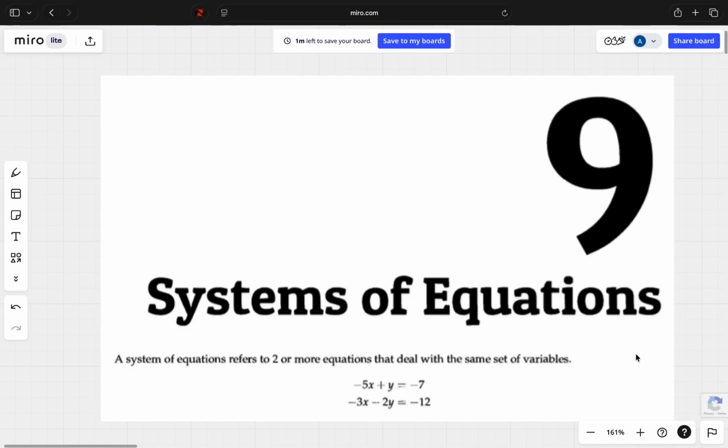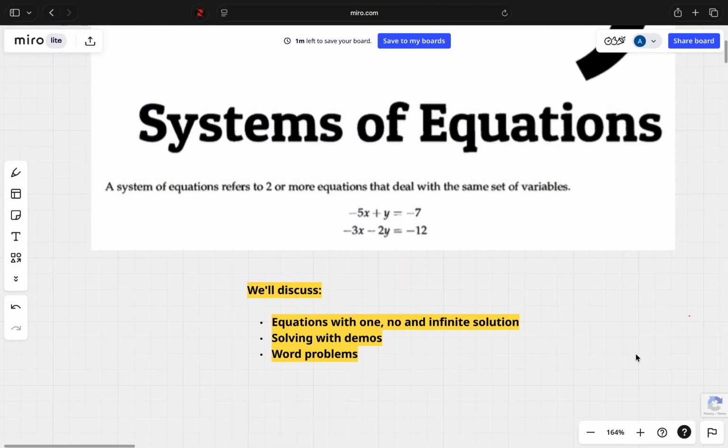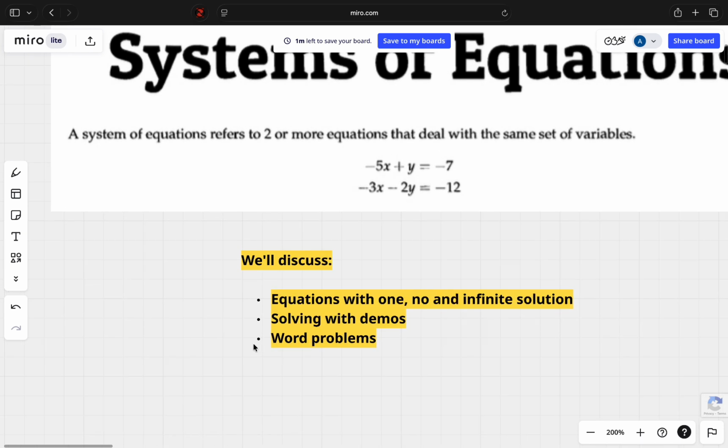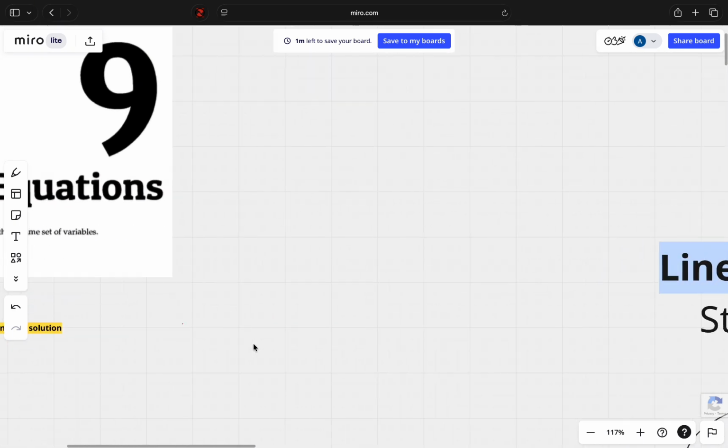Okay, so today we'll be looking at systems of equations. We'll discuss equations with one solution, no solution, and infinitely many solutions, how to solve equations with Desmos, and we'll look at word problems. But firstly, we'll look at what equations are.